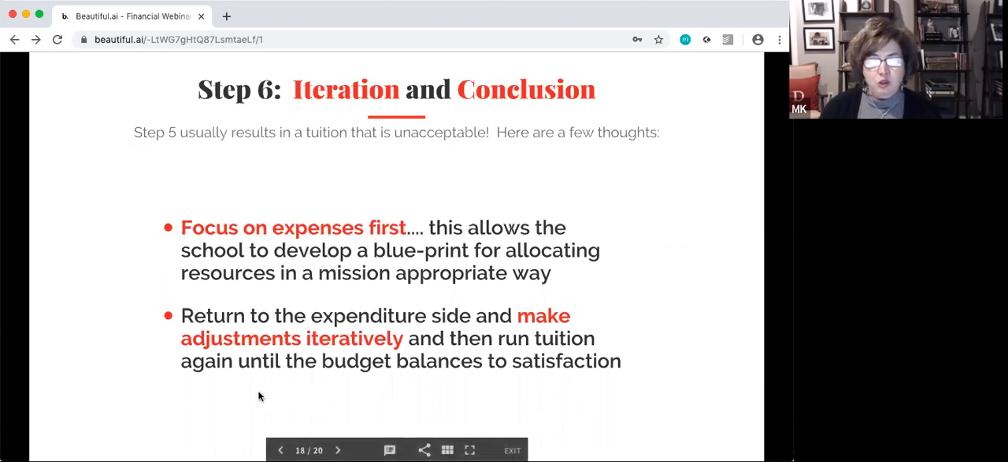Once you do that, you go back and run the tuition again, and you keep doing it until you get to a place where you can balance your budget to your satisfaction. That's the thing that it does, is that this whole process just really makes you hone in on what matters and what's important.